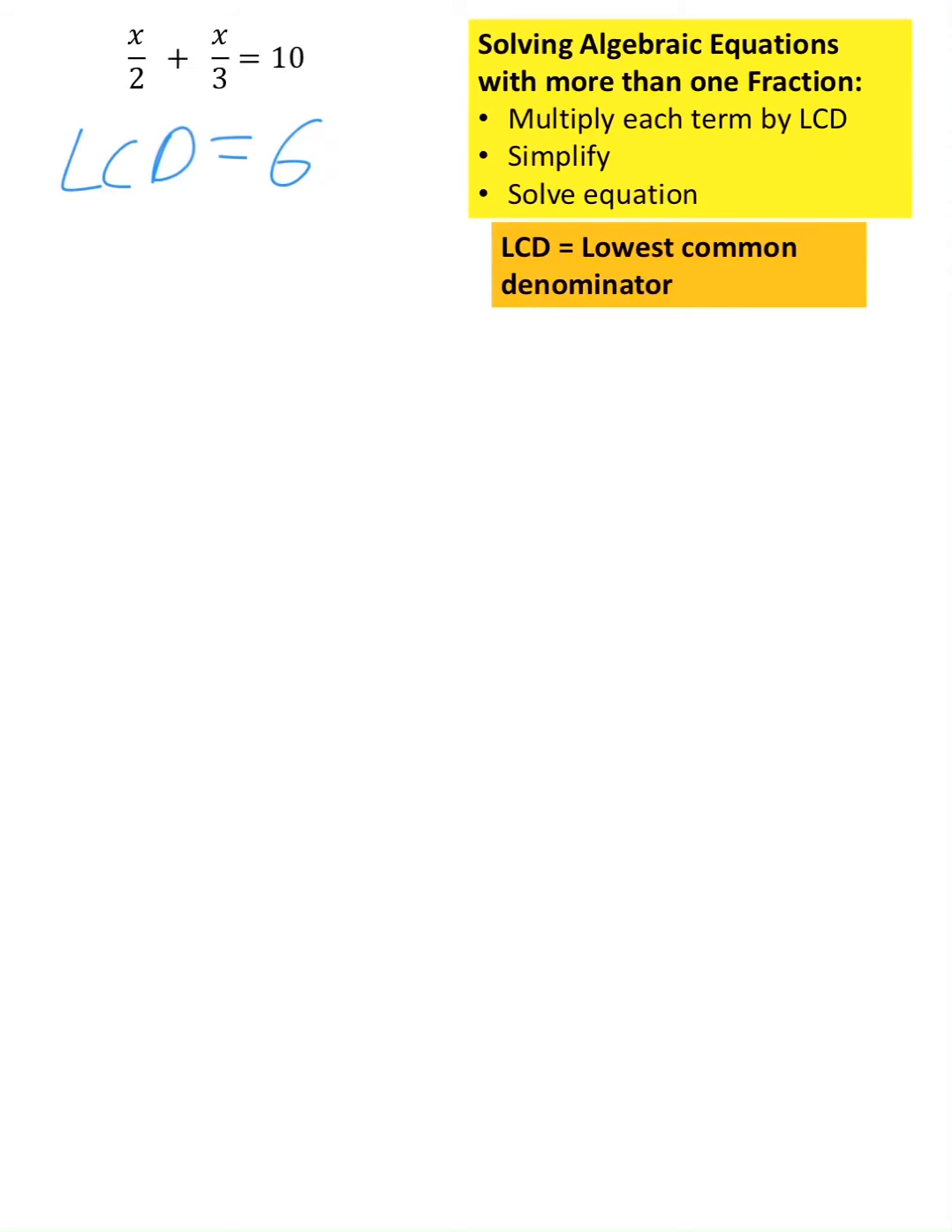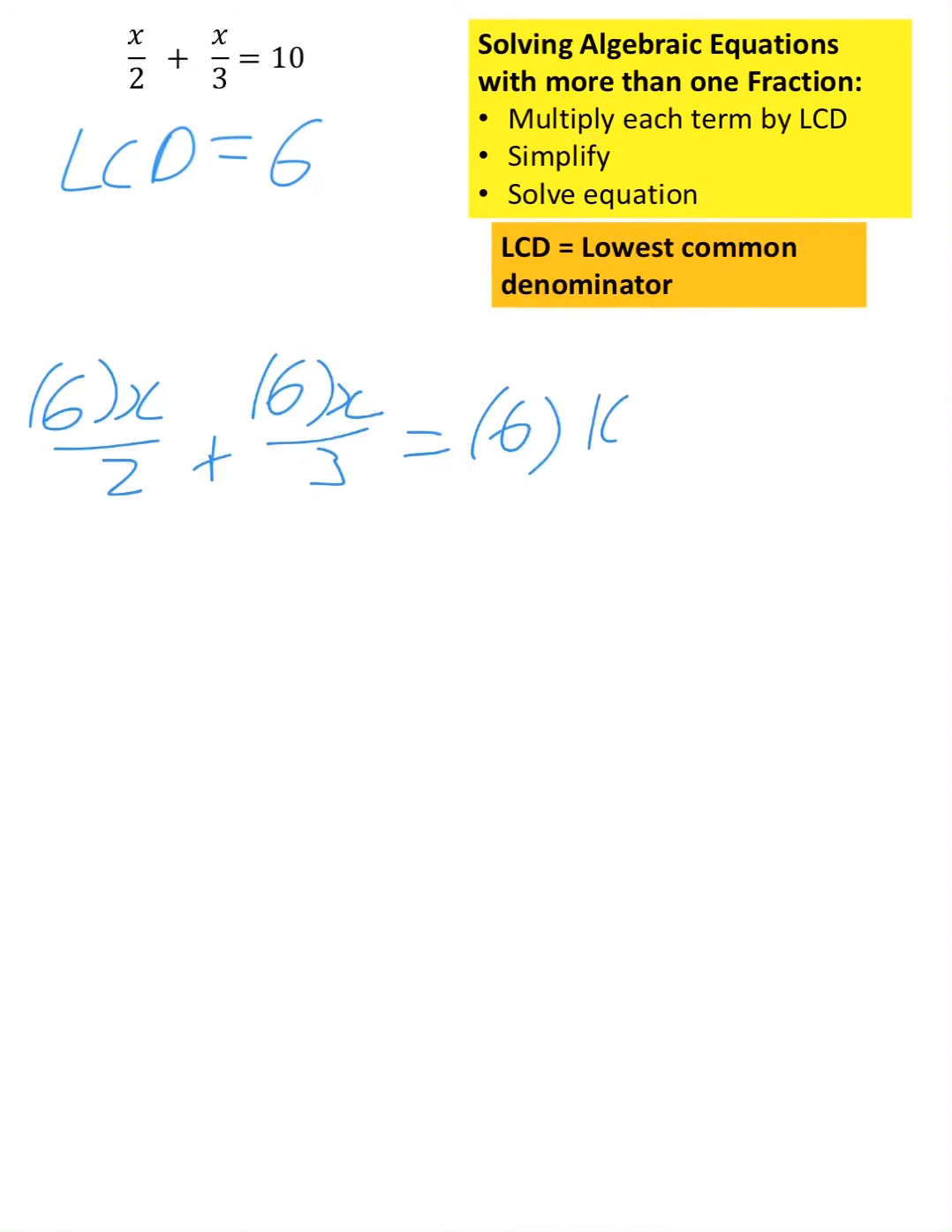So we'll have 6 times x over 2 plus 6 times x over 3 is equal to then 6 times 10. Now, let's see where we can simplify. So 2 goes into 6 3 times, so we'll have 3x. Then 3 goes into 6 twice, so that's 2x. Equals then 6 times 10, which is 60.